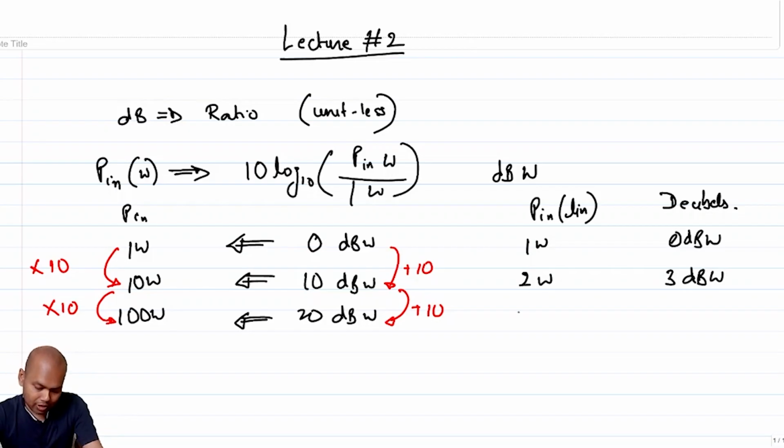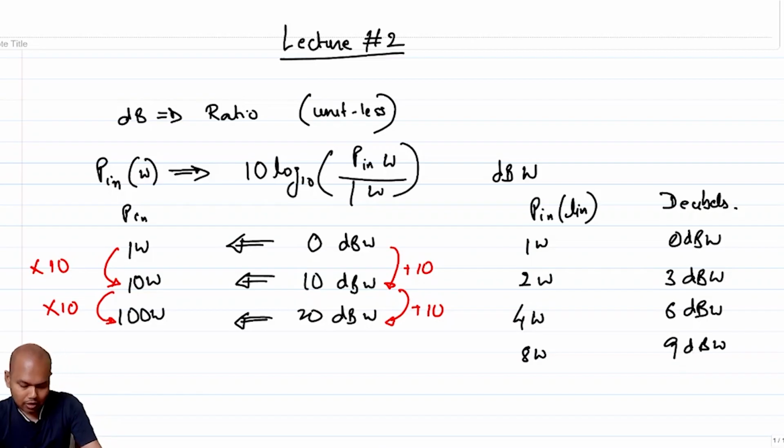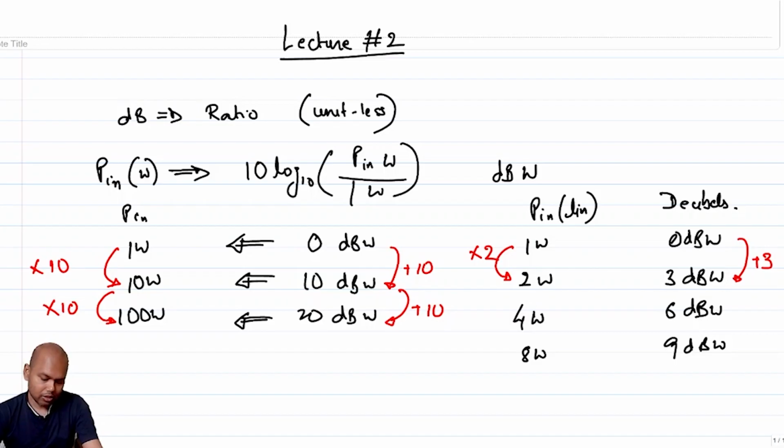Similarly, if I double further, I go to 4 watt. So in decibel scale, this will be again addition of 3, which means 6 dBW. And then I go to 8 watt, this will be 9 dBW, and so on. So what does it mean? What is the hack? The hack is if I multiply by 2 in linear scale, I add 3 in dB scale. So this is all you kind of need to know to get a ballpark estimate of where we are.